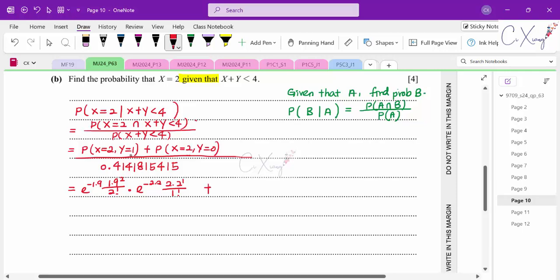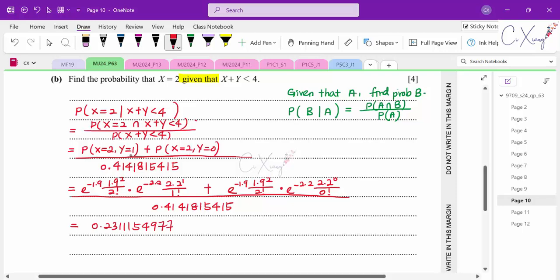Then plus, the second case is e to the negative 1.9, this is x equals 2, lambda power 2 divided by 2 factorial. Multiply with y equals 0, meaning e to the negative lambda, lambda power 0 divided by 0 factorial. And of course you divide this whole thing by the probability of x plus y smaller than 4. When you simplify this whole fraction, you will get a very long value. So correct it to 3 significant figures. Your answer should be 0.231.